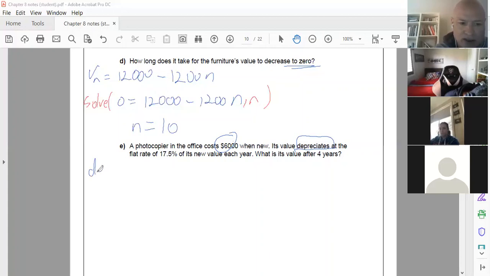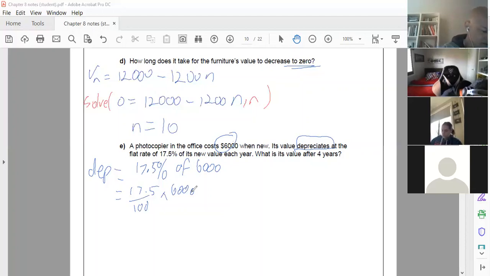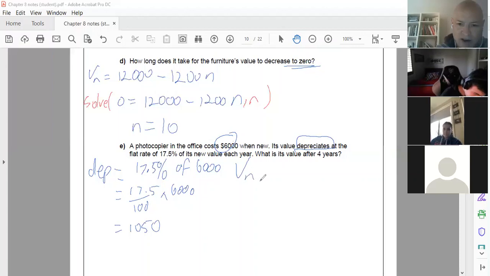So let's work out our depreciation. It goes down 17.5% of the $6,000. So 17.5 divided by 100 times 6,000. So let me get what that is. And that is 1,050 unless I've made a mistake. So the value at any time equals 6,000 minus that 1,050 every time.